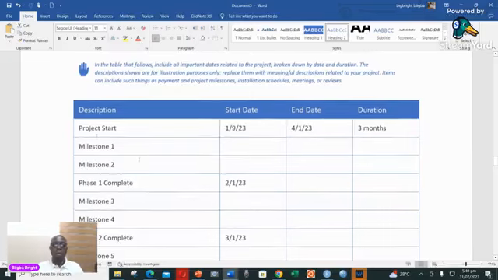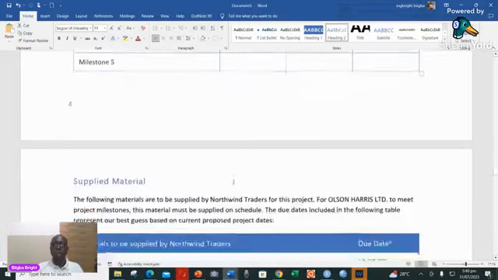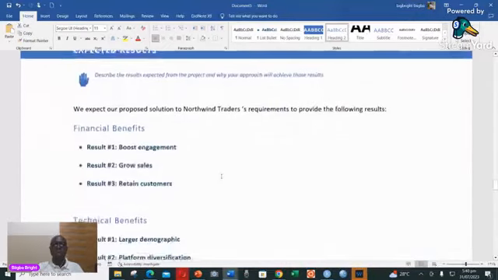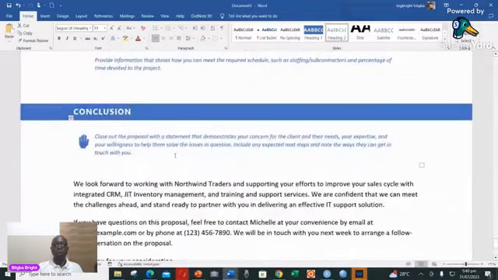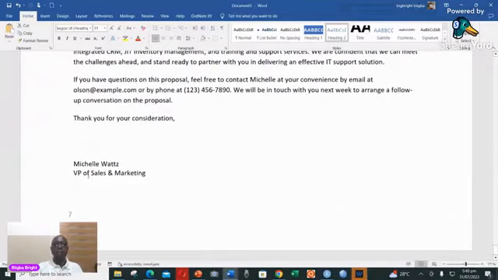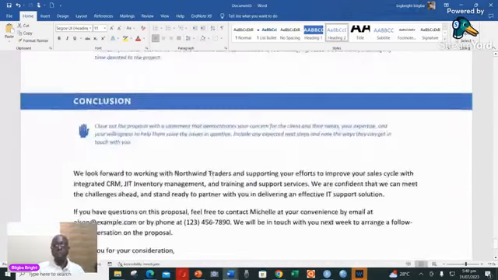You see, you have the milestone 1 and the date and the end date, and then the duration, and then you follow this table, and then you also just follow it until you get to the conclusion, and then you have the name or whatsoever over there. Thank you, and then your proposal is ready.